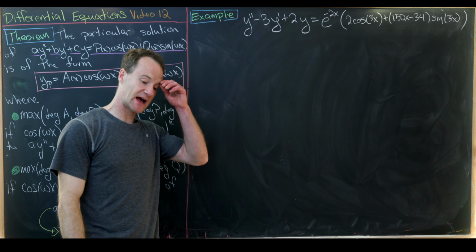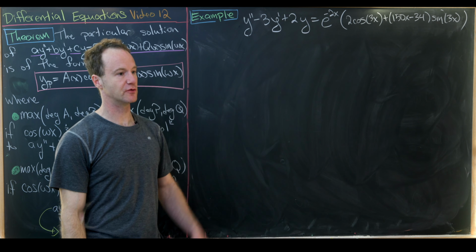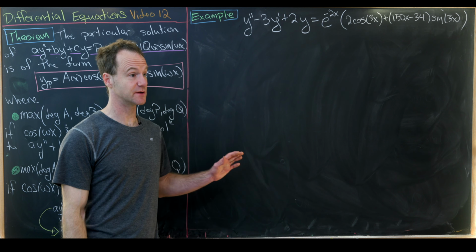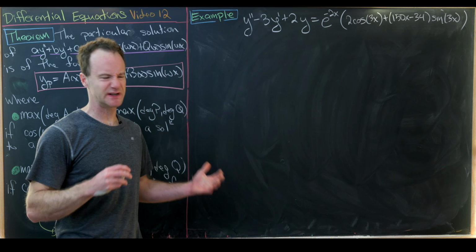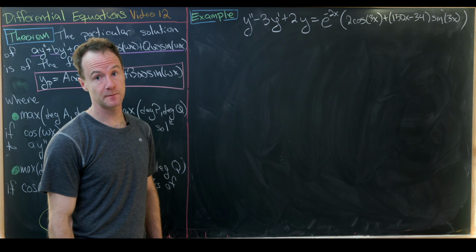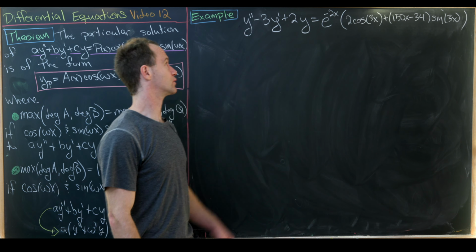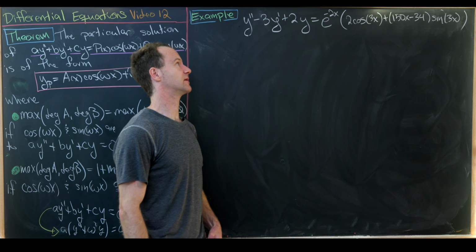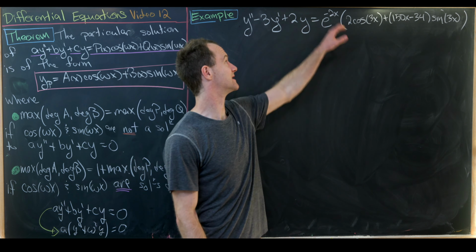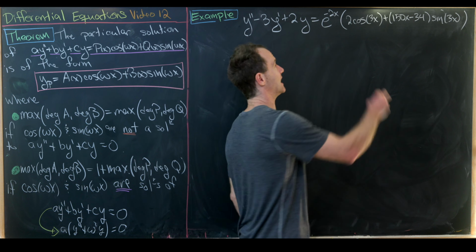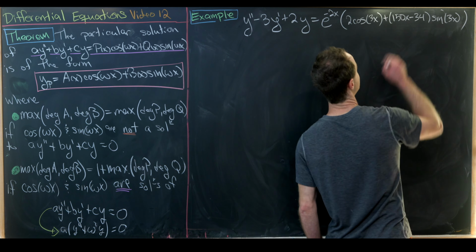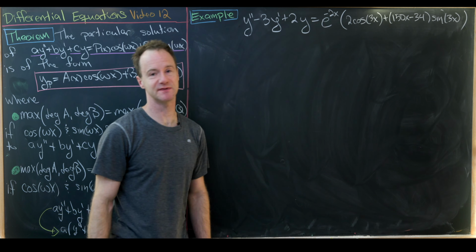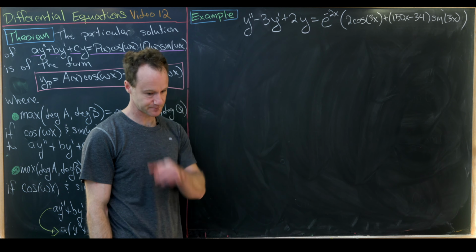So this will be our last example for the video, and we're not going to work through all of the details here. We'll get it to the point where it looks like one of our previous examples. And then since we did a couple of those, I think we're good to go. So here we've got the differential equation y double prime minus 3 times y prime plus 2 times y equals e to the minus 2x times 2 cosine 3x plus 150x minus 34 times sine of 3x.